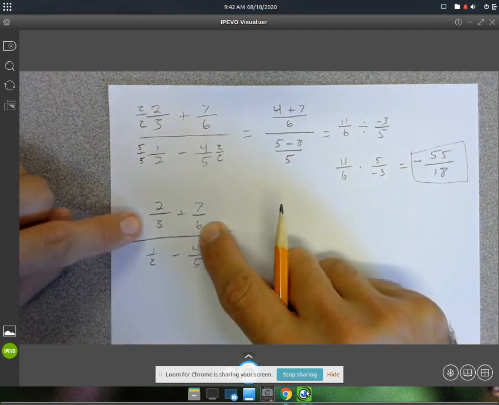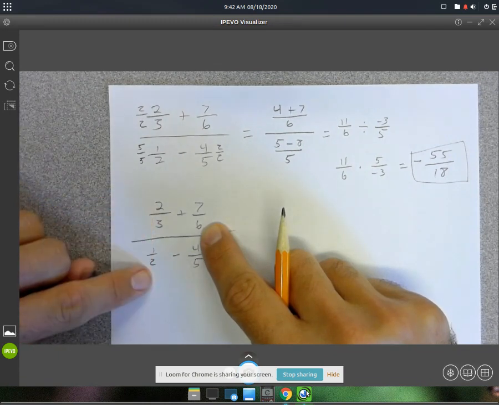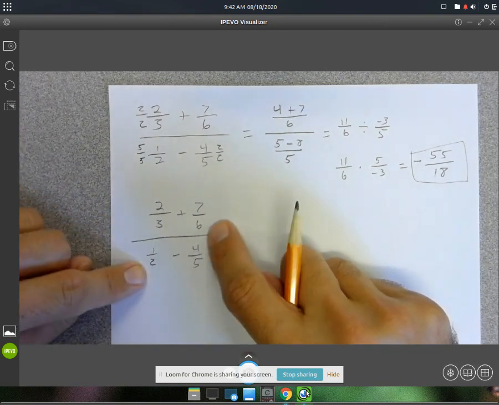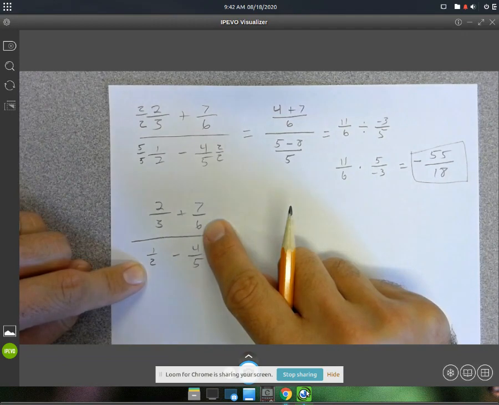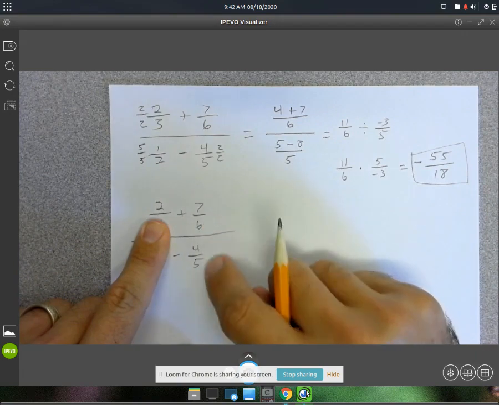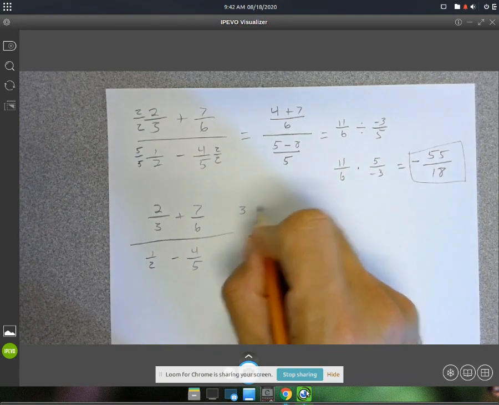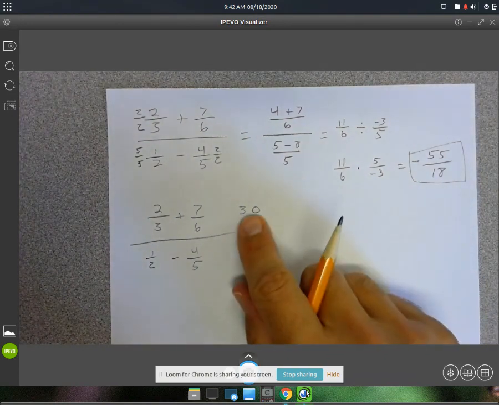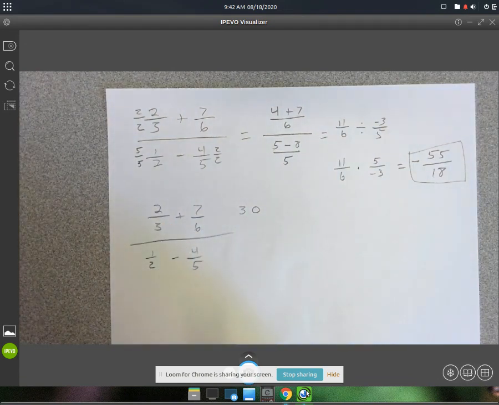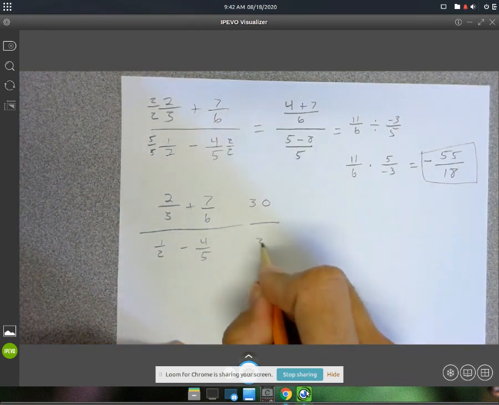Now, 6 is a multiple of 3 and it's a multiple of 2. So we can skip 2 and 3. Those are gone. The least common multiple for 2 and 3 would be 6, and 6 is a multiple of 6 as well. So 6 covers both of those. Now the least common multiple for 6 and 5, that's going to be 30, and that is going to be the one that we want. 30 is the smallest multiple of all 4 of those numbers. So we're going to be multiplying top and bottom by 30. So we have 30 over 30.